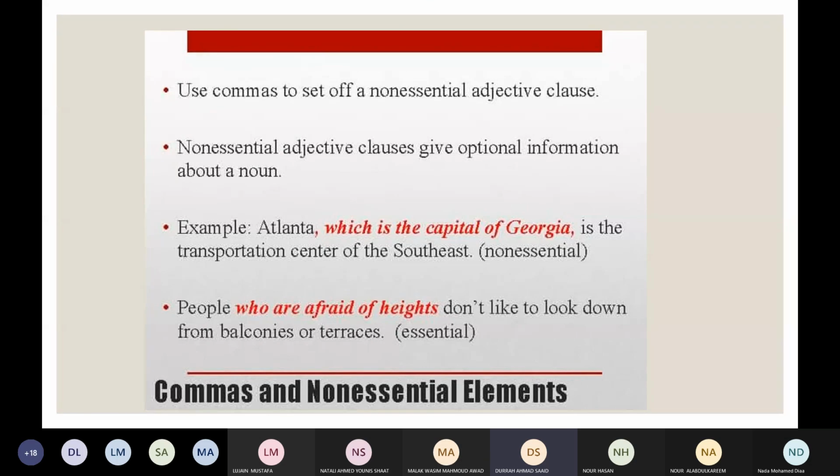So "which is the capital of Georgia" is describing the noun Atlanta. So it's extra information, and if it was omitted, it's not going to change the general meaning of the sentence. So we put it between two commas. Excellent, dear. Thank you. Okay.